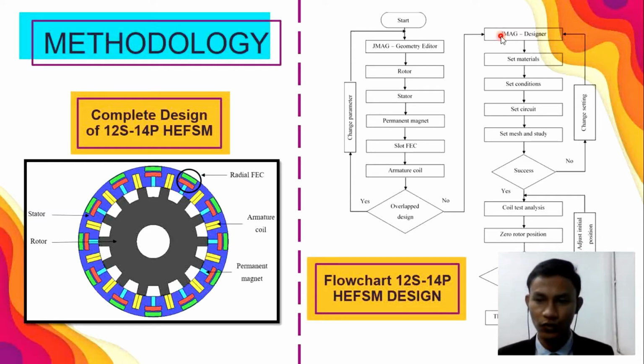If successful, we go to the coil analysis at zero rotor position. In zero rotor position, we need to adjust the initial angle of the rotor. From the coil test, we will choose the U phase angle in the range between 90 and 270. If not, we need to go back to the coil test and change the angle of the rotor. If yes, we go to the three-phase arrangement. This figure shows the complete design of the HEFSM for 12 slot and 14 poles.